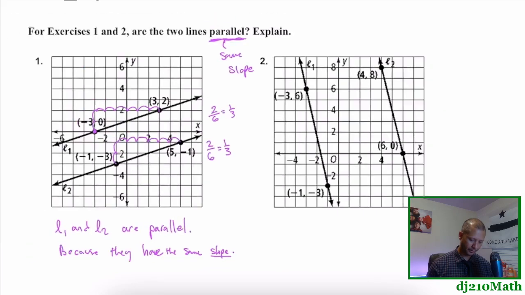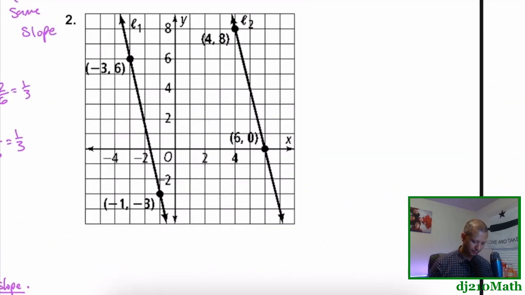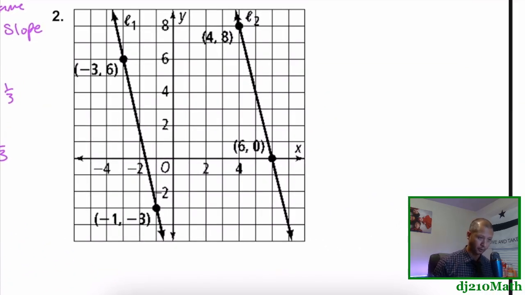Okay, we're going to do the same thing in number 2. So these are negative because they're going down and to the right. Just at a glance, they're going down and to the right, so they're negative. So we're going down 1, 2, 3, 4, 5, 6, 7, 8, 9. So down 9, so -9, and to the right, 1, 2. All right, that's the slope for L1.